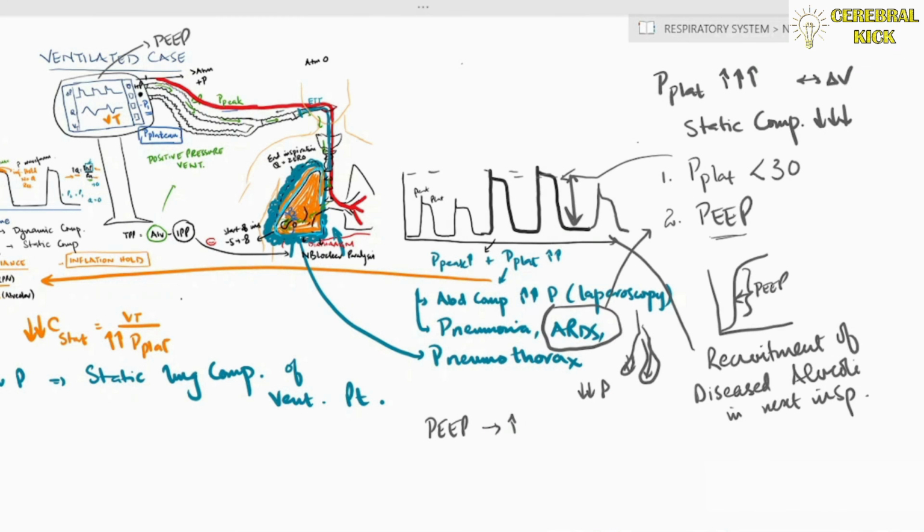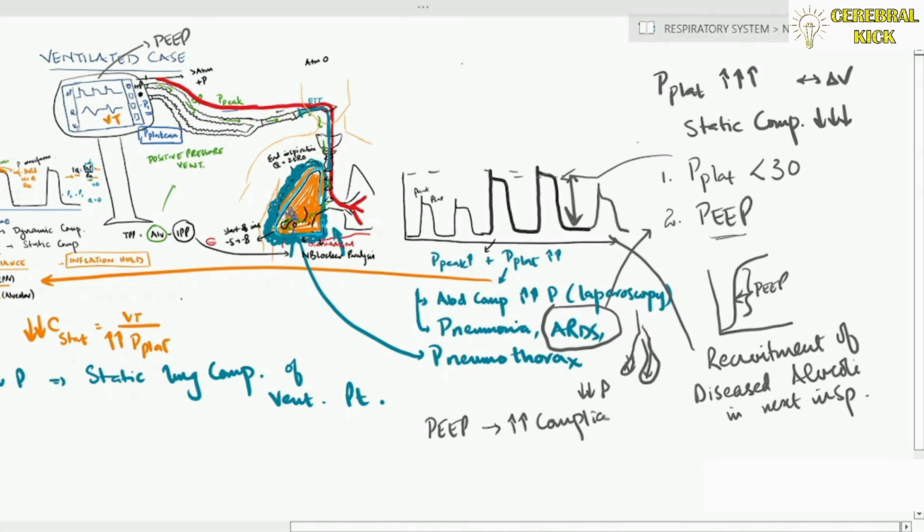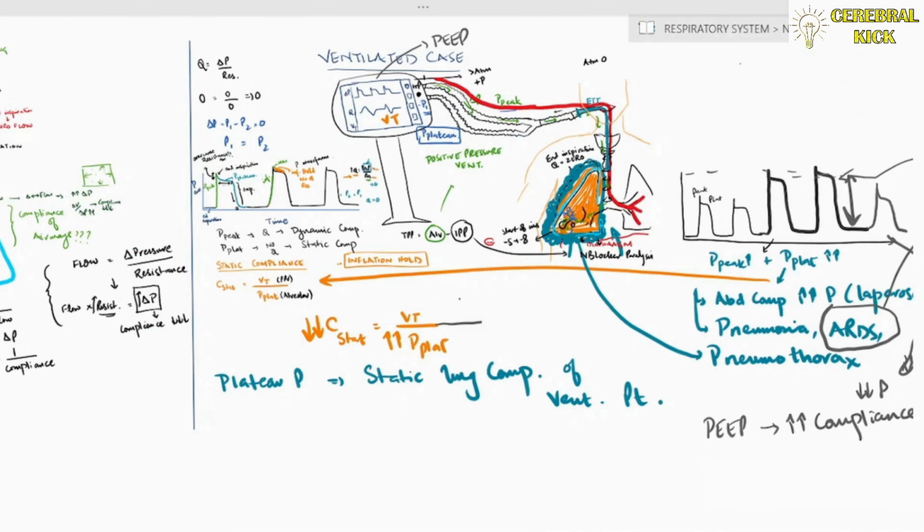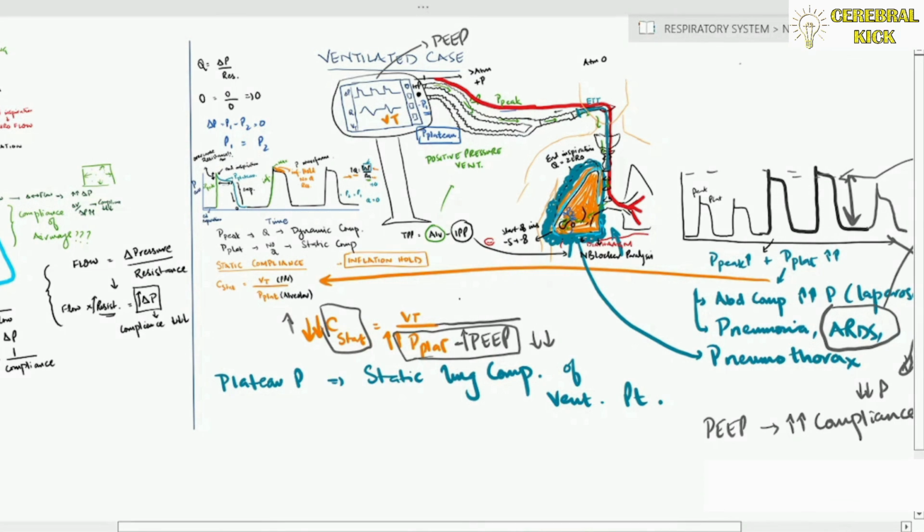Now the whole equation of static compliance is tidal volume divided by plateau pressure minus PEEP, right? So the higher the PEEP, the lower would be the value of the denominator and the higher would be the compliance, right? So this is how PEEP helps in improving the compliance of the lungs.